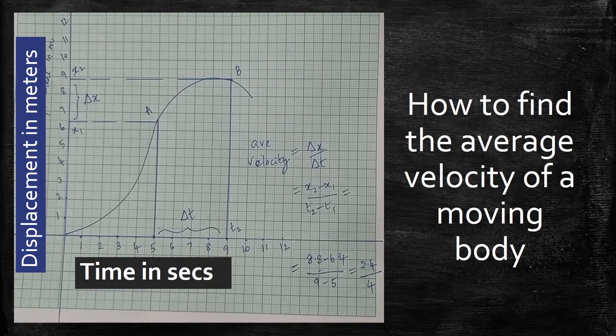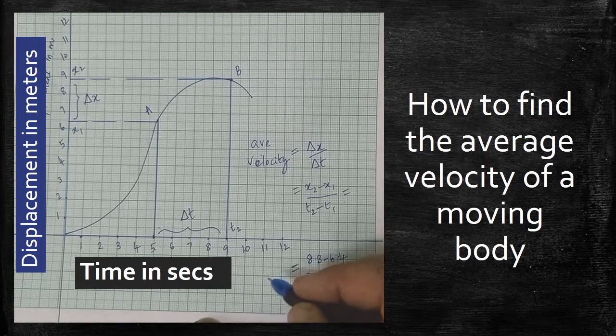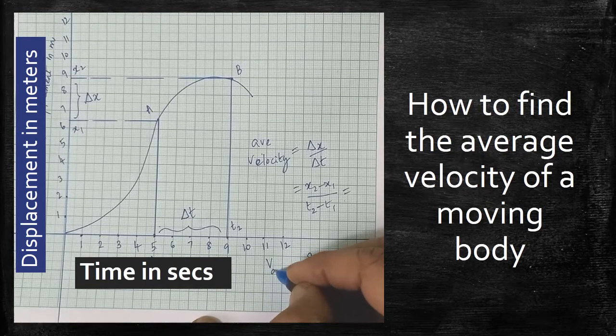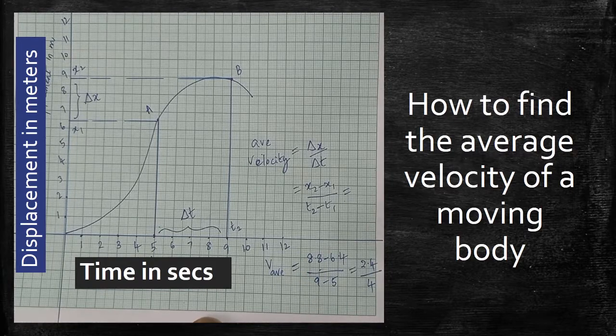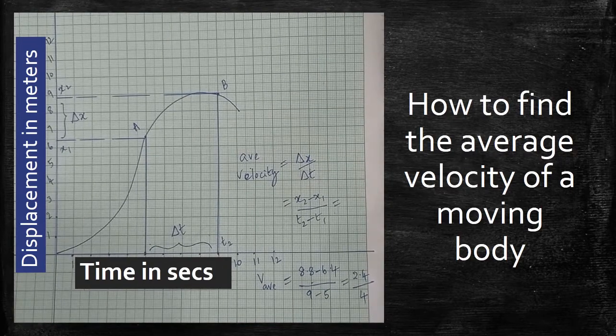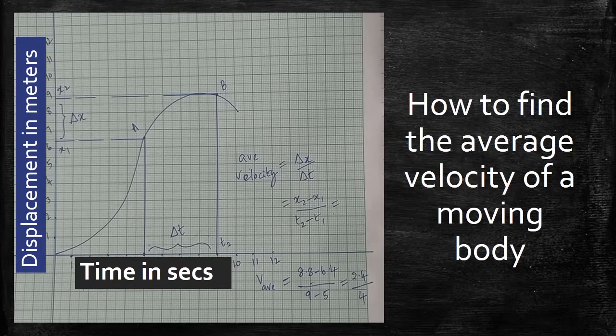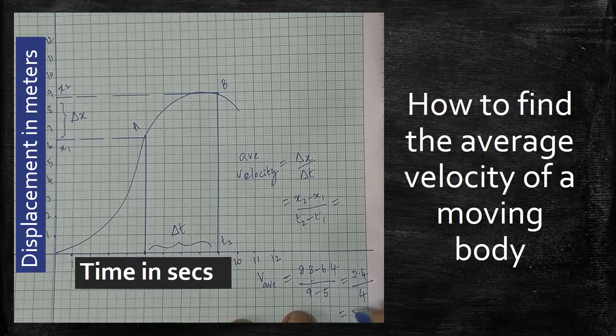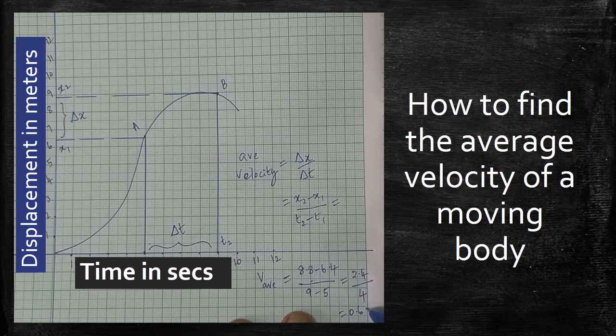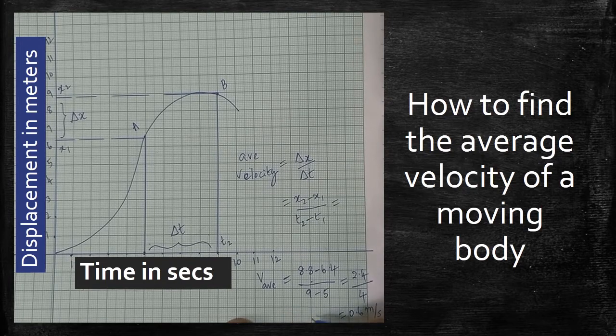Are you clear? From this value, we are able to calculate the average velocity, that is V average, can be calculated. Now after calculation you are getting 0.6. The answer will be 0.6 meter per second. This is the value of V average.